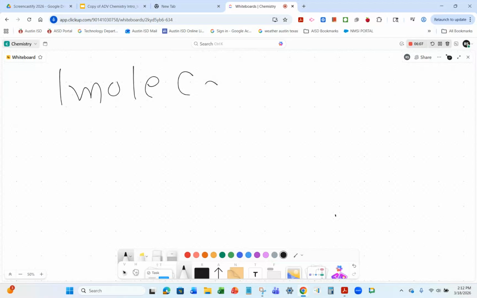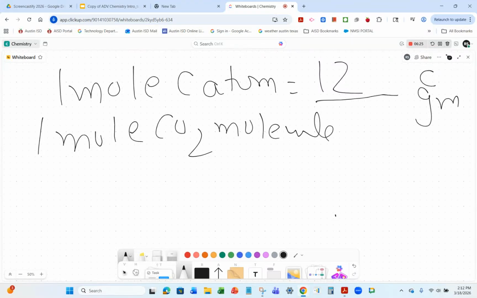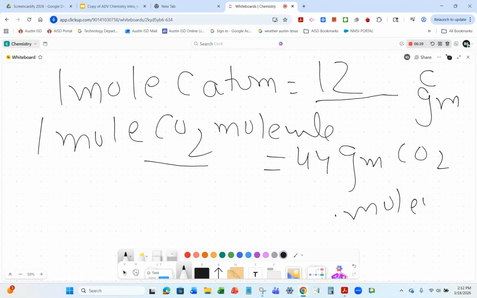One mole of carbon atom, now in terms of gram, check my units: carbon in terms of gram is 12 gram carbon atom. One mole of carbon dioxide molecule: we should know how to find the molar mass first. We add the atomic masses of these atoms and we find the molar mass of the molecule: 44 grams of carbon dioxide molecule. So this is in terms of mass.